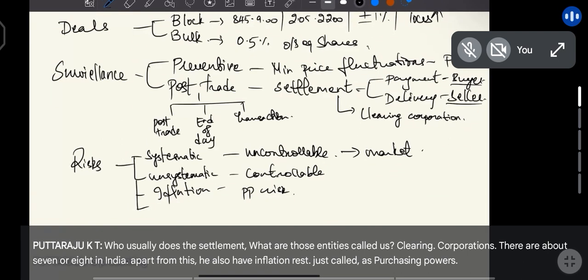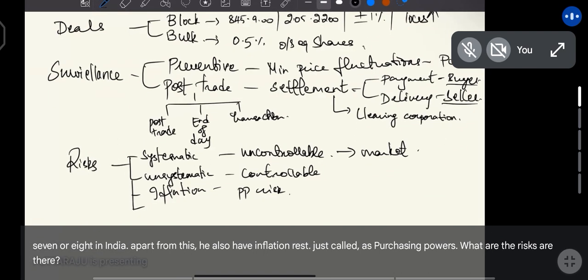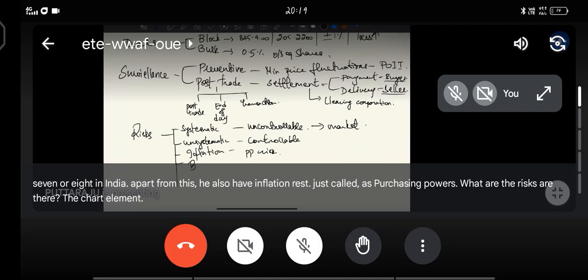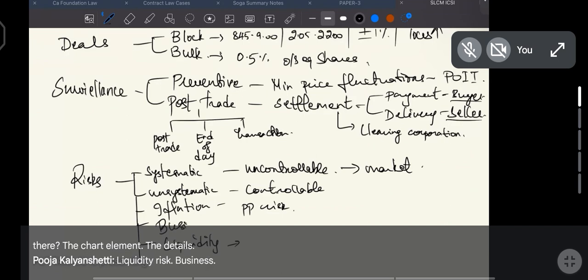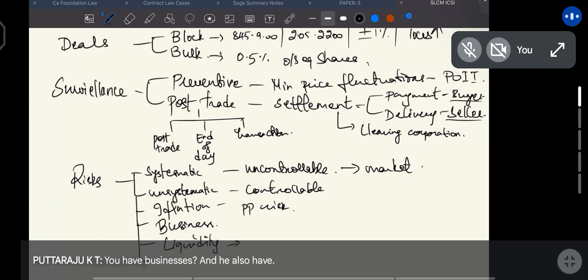What other risks are there? Which are relevant? Liquidity risk, business risk, and you also have a few more. What are they? Currency risk.